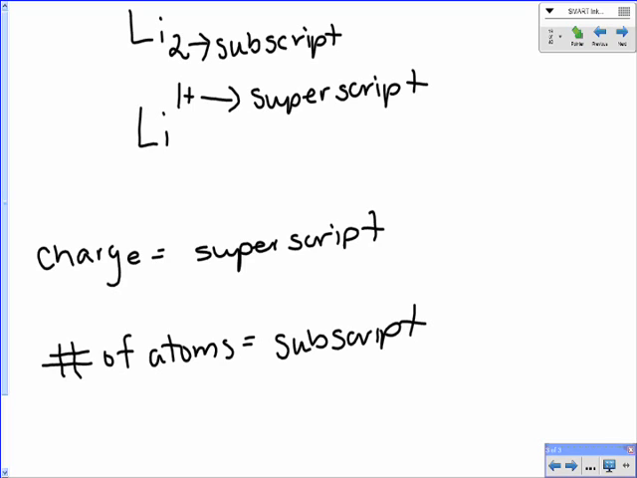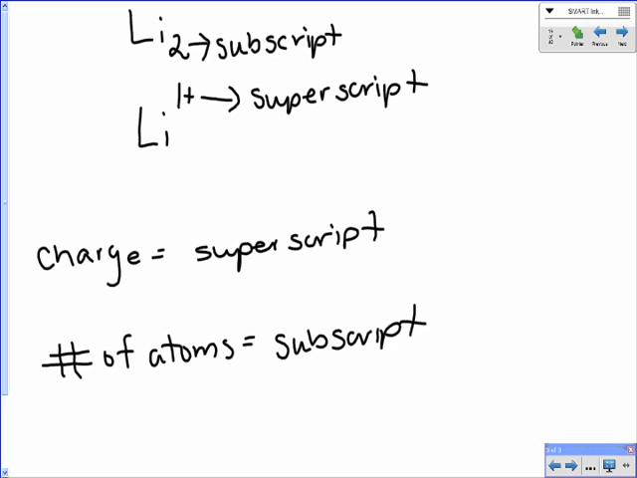Submarines go below the water surface. Subscripts kind of go below the line or below the other letters. Now, Li1+, the 1 plus is a superscript because it flies high above the element. And just like Superman flies in the air, superscript is the number at the top. Now, a superscript is always going to be the charge, so you have to have the number and the sign. You can't just have 1, 2, or 3. You have to have 1 plus, 2 plus, or 1 minus, 2 minus.